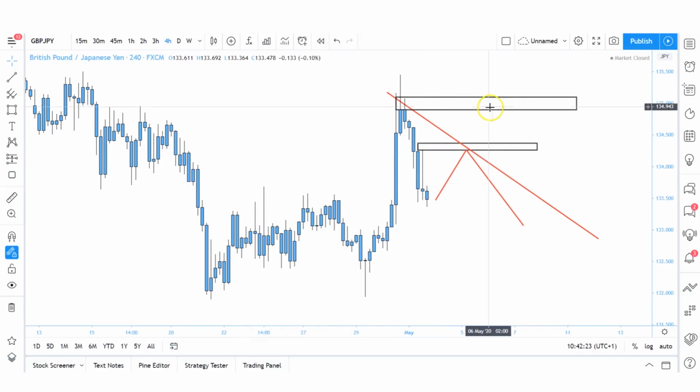But for now, the scenario I'll be looking out for, which is going to be, for me, the safest scenario, because by the time price comes back to here, if it goes bullish, it's going to be too bullish. So I just want to see a slight pullback to an area where price has reacted to before, and then see this continuation to the downside.